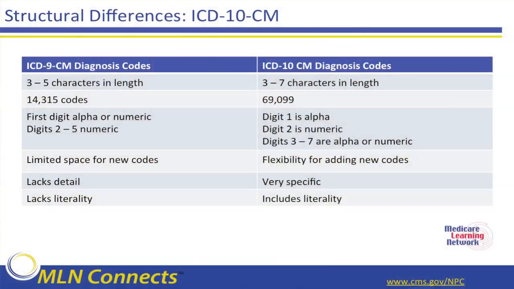It's kind of like a shift from the Dewey Decimal to the Library of Congress system. So the appearance of the codes is different. We're going from 14,000 codes to 70,000 codes if you're just looking at the diagnosis codes. You're going from a primarily numeric to an alphanumeric system. And the organization is a little bit different, but not a whole lot.